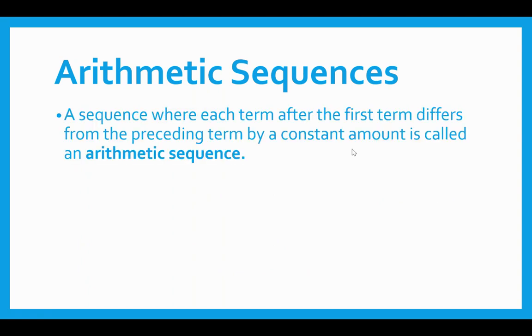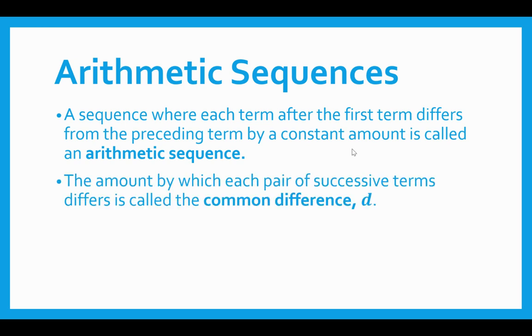Well, in looking at arithmetic sequences, a sequence where each term after the first term differs from the preceding term by a constant amount, we call this an arithmetic sequence. The amount by which each pair is different is called the common difference. The letter D signifies a common difference. And we look here, we have 1, 5, 9, 13, 17. Take a second, think about that. 1, -1, -3, -5, -7. What is the common difference for the first sequence?